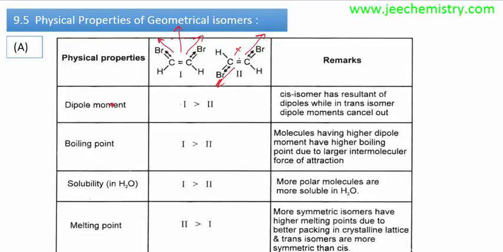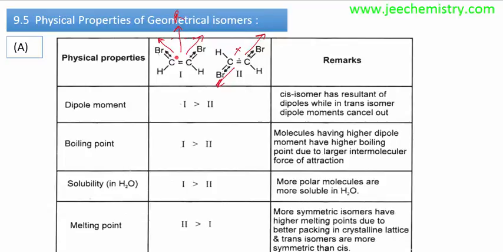So the cis isomer has a resultant dipole, while in the trans isomer the dipole moments cancel out. Here the dipole moments cancel out, but here a resultant dipole moment is generated. So the dipole moment of the first compound is higher than the second compound. Boiling point: higher dipole moment means a more polar molecule, and it will have a higher boiling point due to intermolecular forces of attraction. The more polar the molecule, the higher the dipole moment, the higher the boiling point.